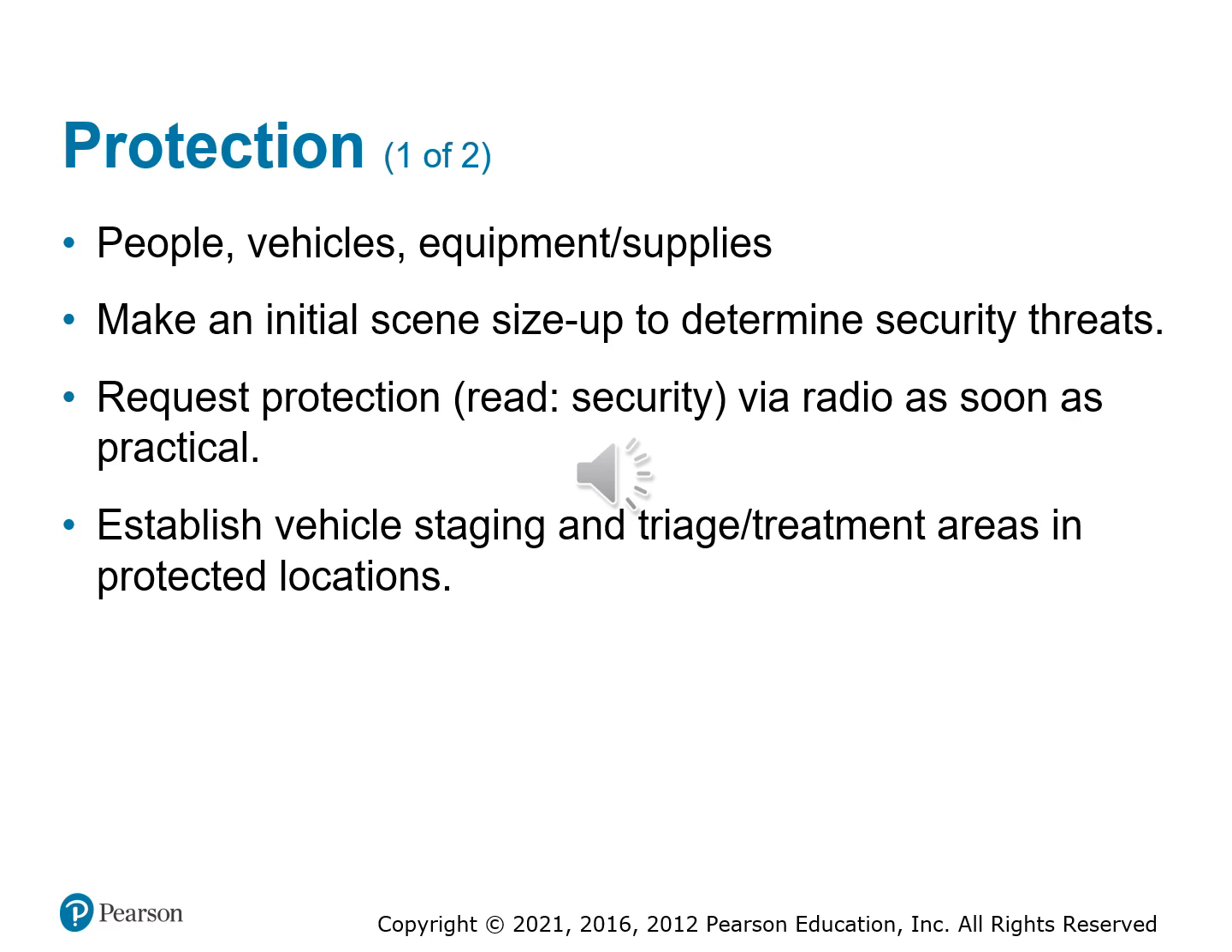Protection of critical assets is an important function in the terrorist event. EMS critical assets include people, vehicles, and equipment and supplies. So your goal as an EMS provider is these are the things that you protect. You want to make an initial scene size up to determine the security threats. Always consider that secondary device that could be out there. You want to request protection via radio as soon as practical. So security, police, fire, whatever the case may be. And then you want to establish a vehicle staging as well as a triage treatment area in the protected locations. So these are things that need to be done kind of in the safe zone, if you want to say.